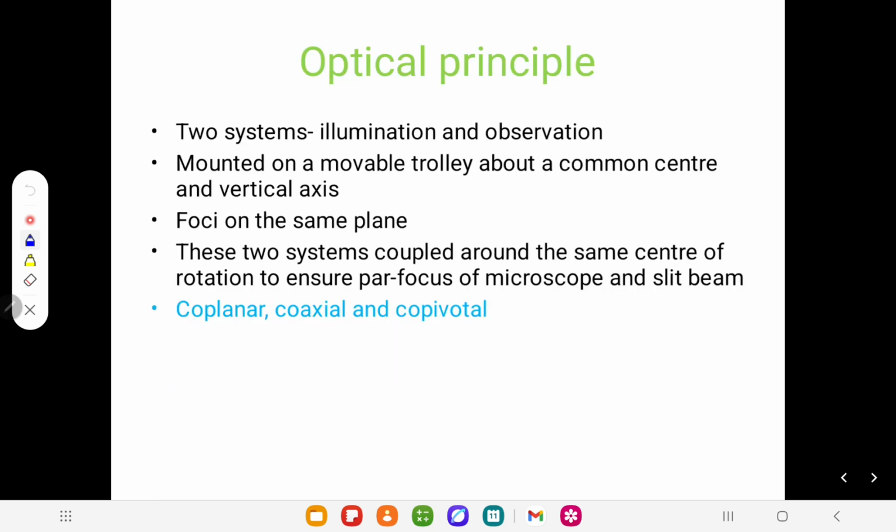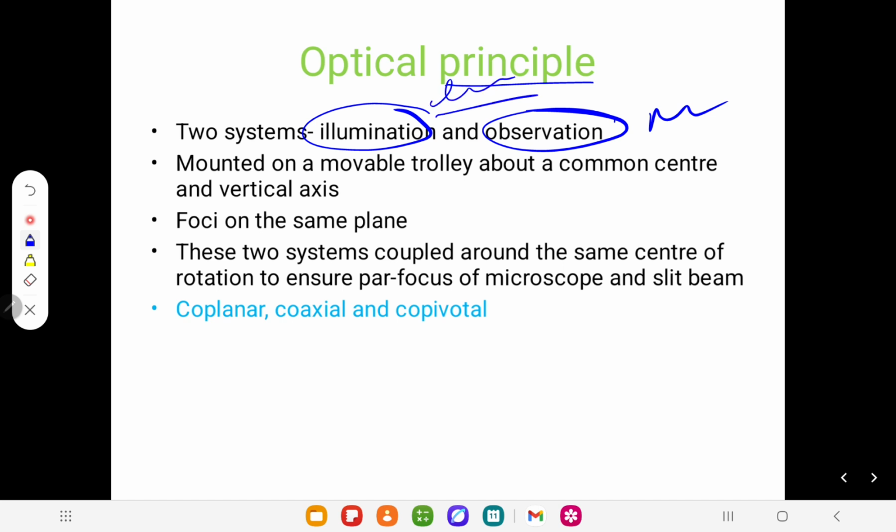So optical principle, what is the optical principle? We will definitely talk deeper about the optical principle. What do you mean by optical principle? Basically two things are there. One is the illumination system, another is the observation system. Observation system means the microscope, and illumination system means light thrown to the eye, basically a slit thrown to the eye.